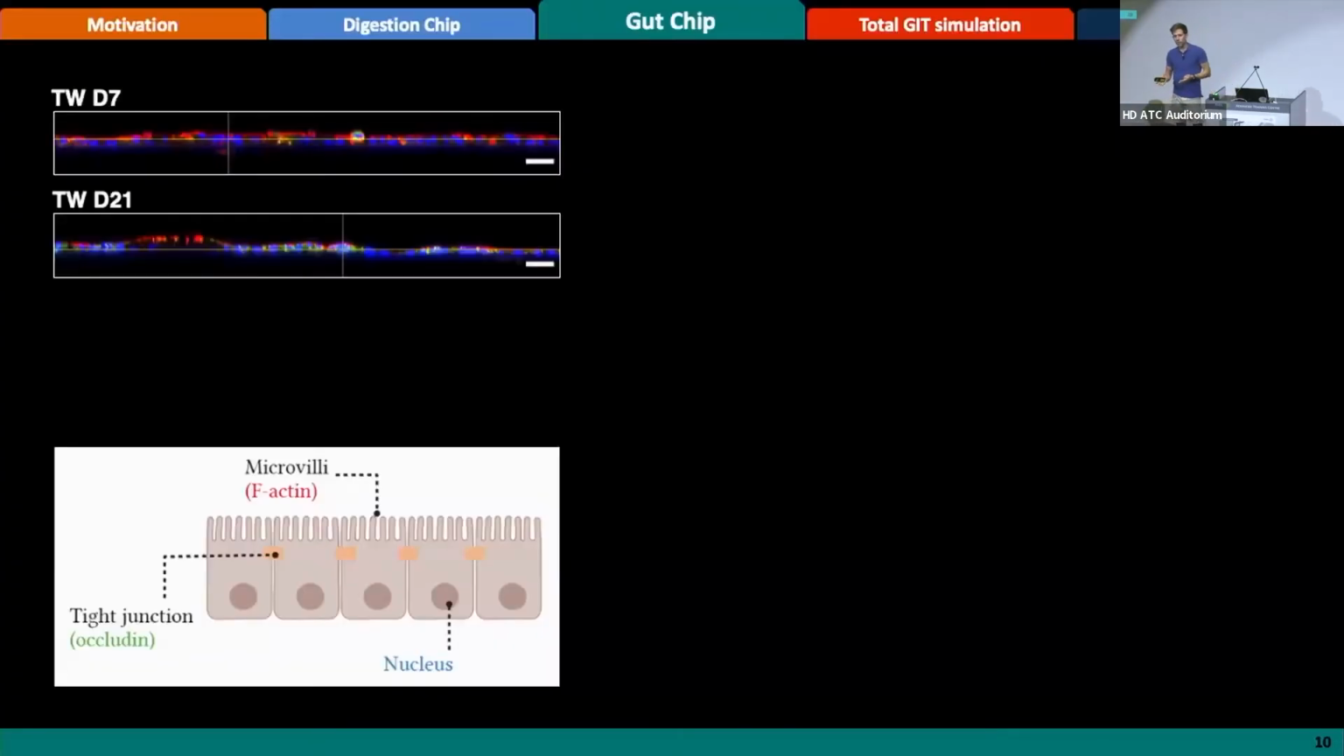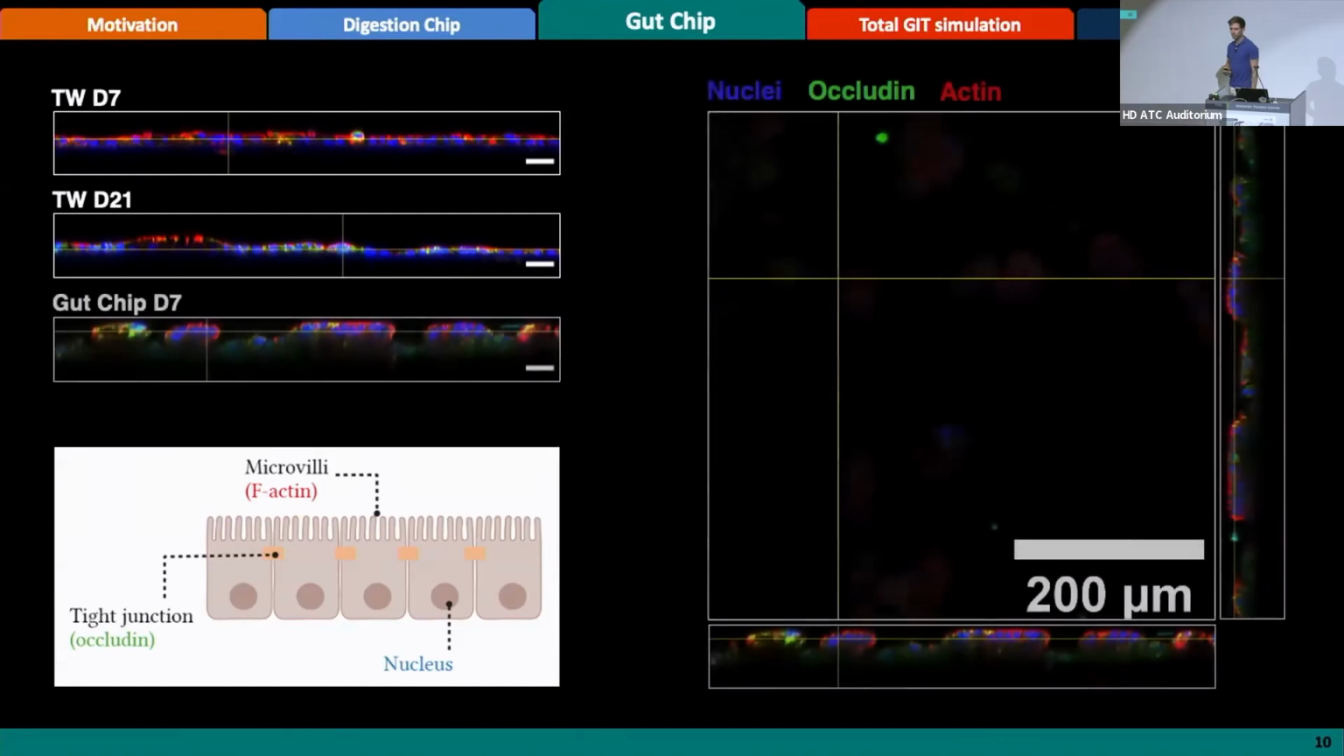Then, of course, we wanted to compare our cells growing on chip with the transwell grown cells, and these are cells grown on transwells, both after 7 days and after 21 days. And what I wanted to point out is that they form a very flat monolayer, so they don't form any 3D structures as you would expect from intestinal epithelium.